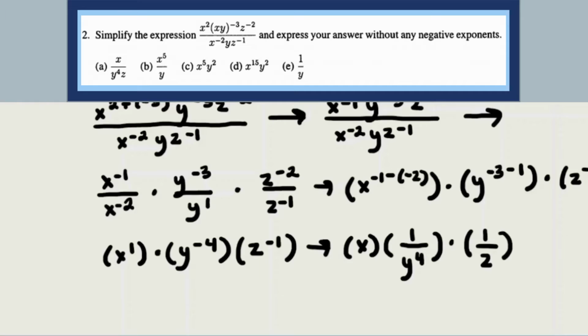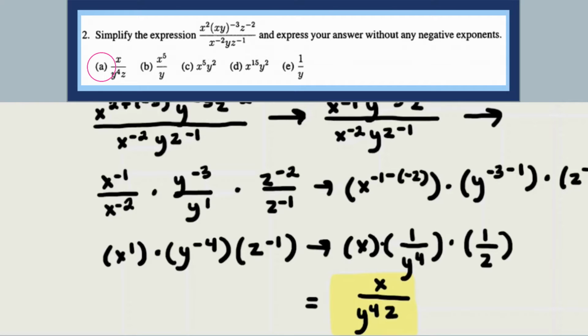And then when we simplify this, x times 1 over y to the 4th times 1 over z is just going to give us an output of x all over y to the 4th times z. And that will be our answer. And I believe the answer choice that corresponds to what we got is A. So the answer for that one would be A.